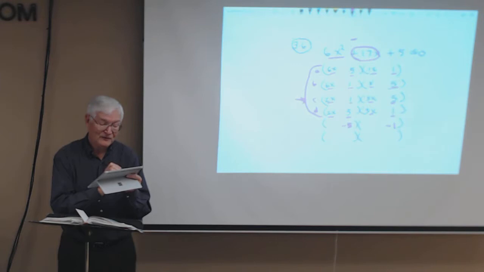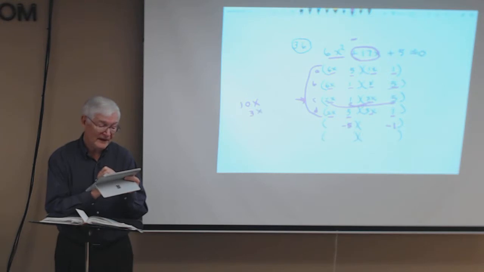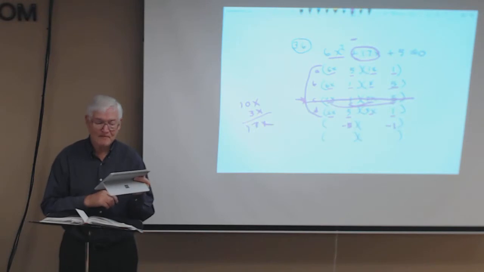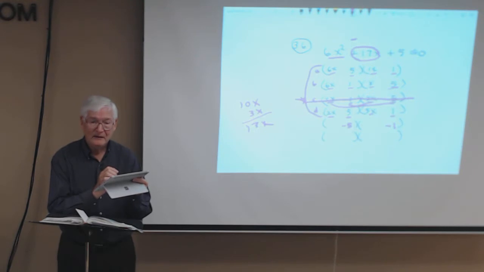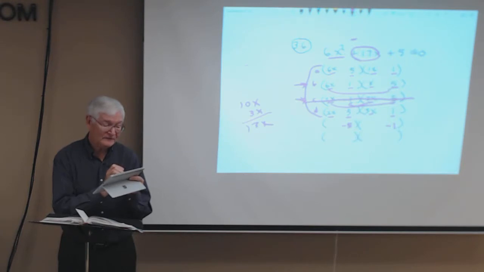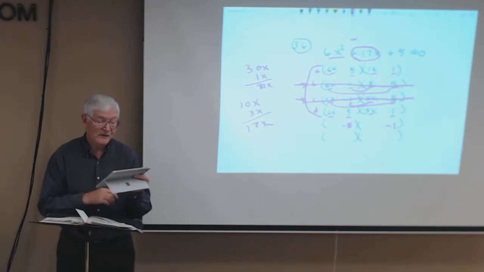Okay, let's do it. 2x. So I do outside and I get 10x. I do inside and I get 3x. That adds up to 13x. That one is no good. Pick another one. B. B? Yep. B. I do outside, I get 30x. I do inside, I get 1x. That adds up to 31x. That's no good. Pick another one.